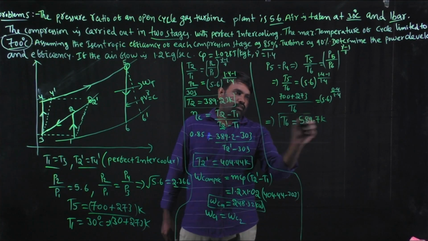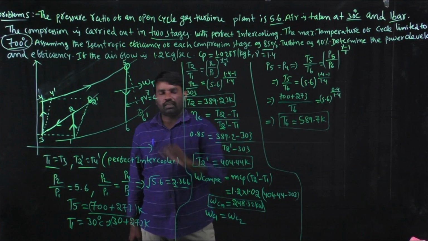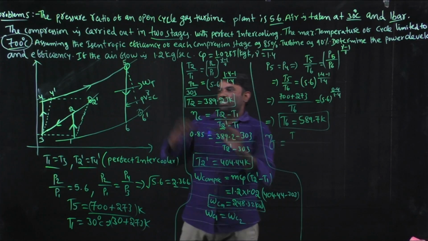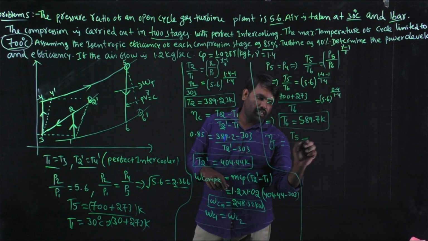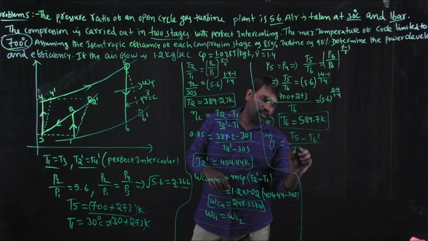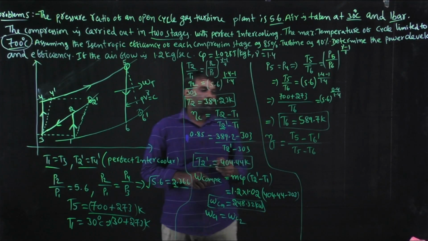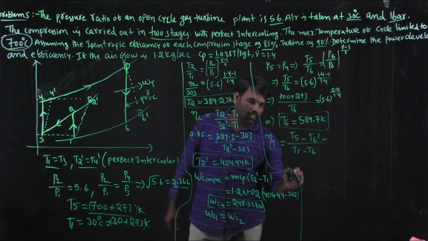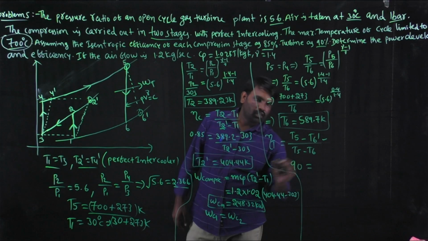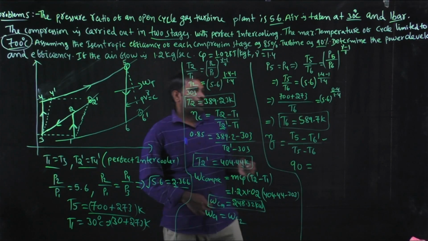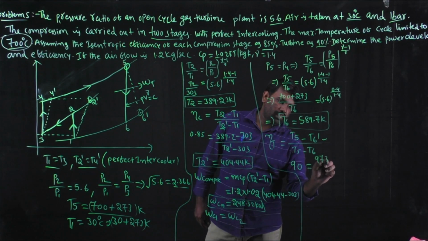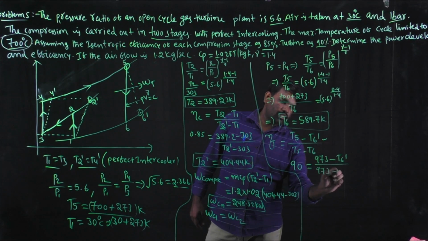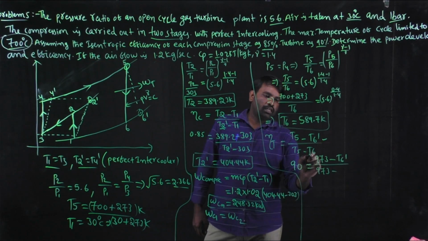589.7 Kelvin. After calculating T6, we have to evaluate the T6 dash. The turbine efficiency for the expansion process T5 to T6 is (T5 minus T6 dash) divided by (T5 minus T6). In this relation we have to calculate the T6 dash. The turbine efficiency is 90%, given in the data. So 0.90 is equal to (T5, which is 700 plus 273, that is 973, minus T6 dash) divided by (973 minus T6). What is the T6 value?